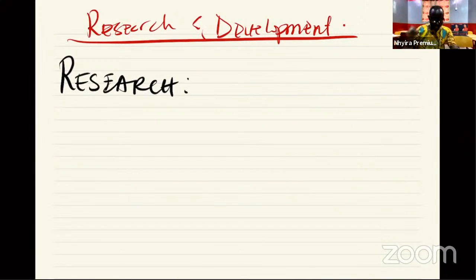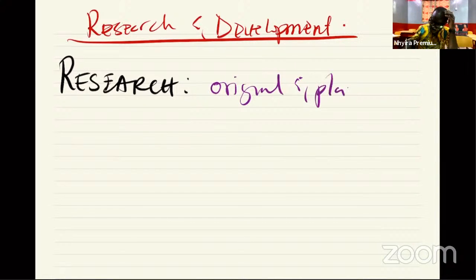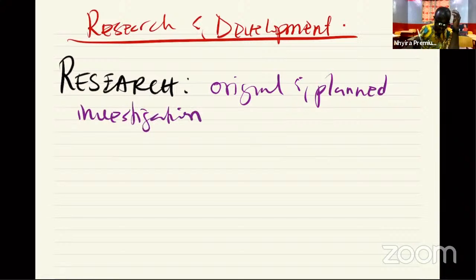In a simple language, research is original and planned investigation undertaken with the prospect of gaining new scientific or technical knowledge and understanding. Okay? So research is original and planned investigation, with the prospect of gaining new scientific or technical knowledge and understanding. So in a simple language, research has to do with a planned investigation by an organization to gather information about an existing product or a potentially new product.